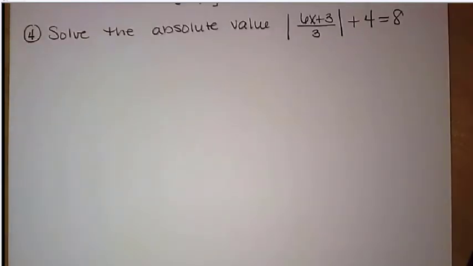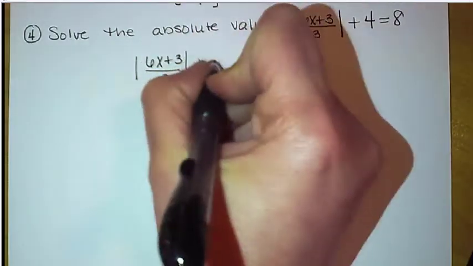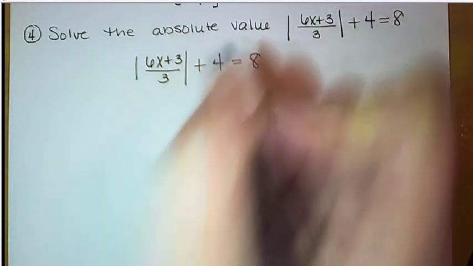Okay, so for our fourth example, we're going to solve the absolute value of (6x plus 3) divided by 3, plus 4 equals 8. And a lot of times with this problem, it looks really ugly. We've got this big fraction inside of our absolute value. It looks like it's going to be very difficult to solve.